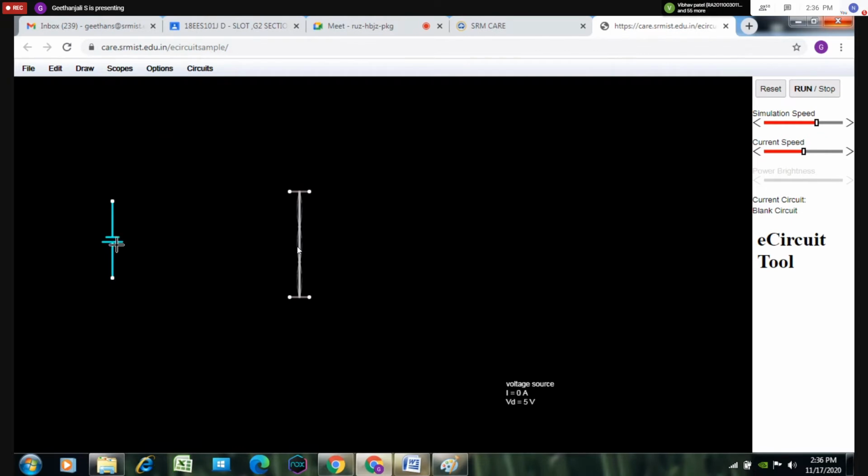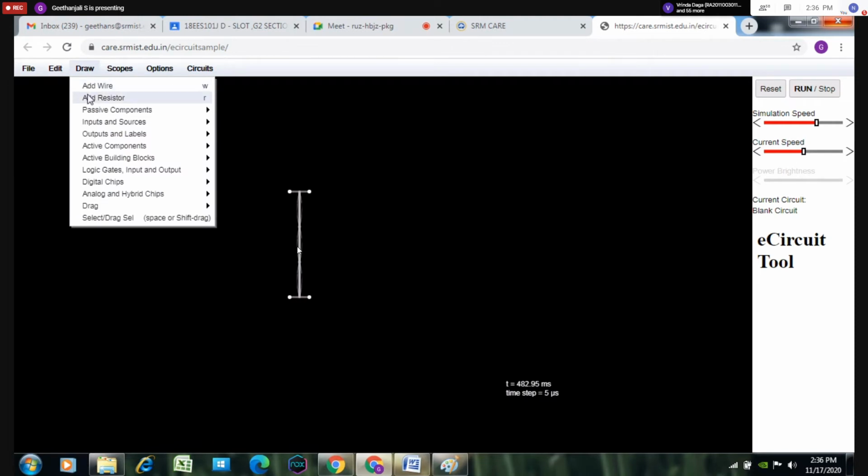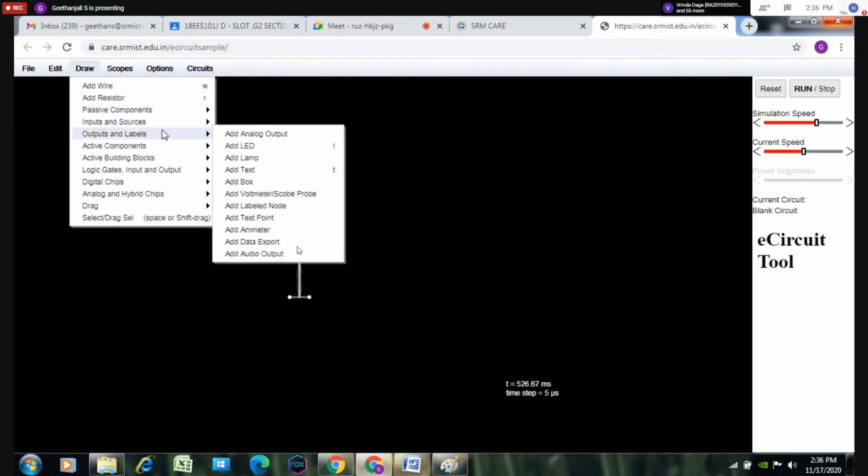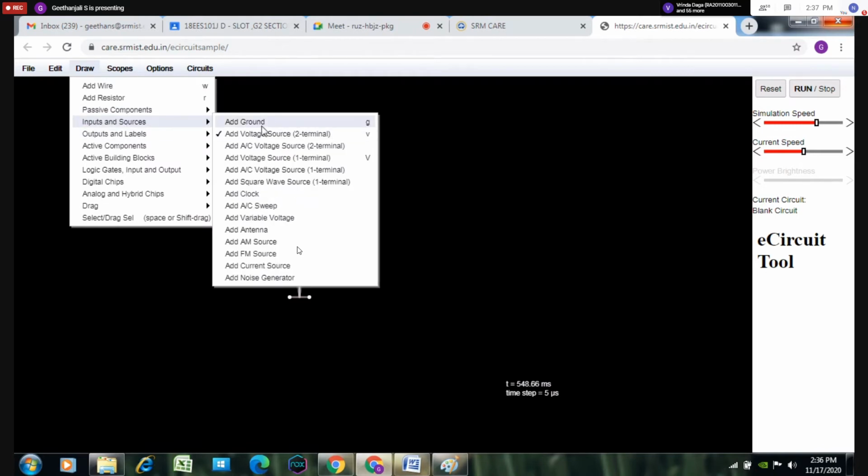This is DC, we need AC, delete. Draw, we need an AC supply. Draw, inputs and sources. All of you follow, then only you can avoid confusion. Draw, add AC voltage source. We need an AC source. So keep it here. This is the supply. Over. What do you need next?